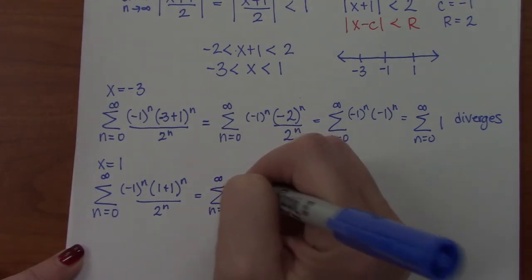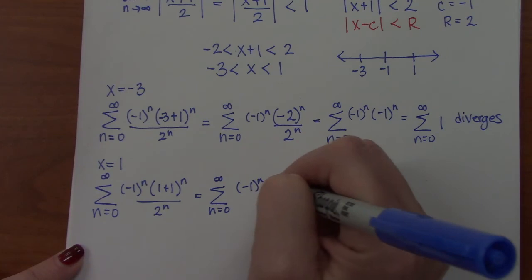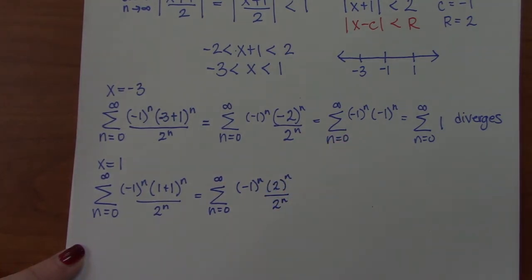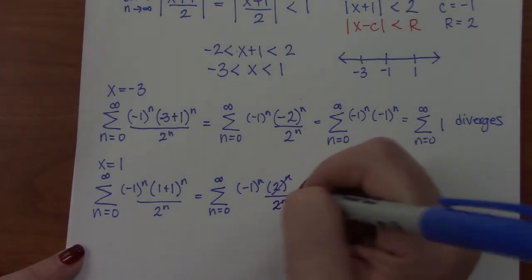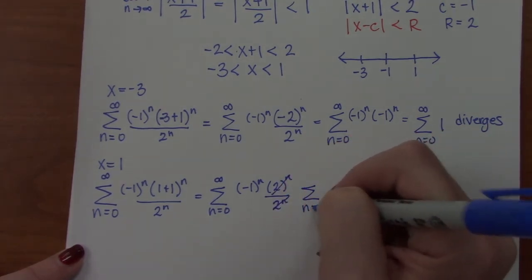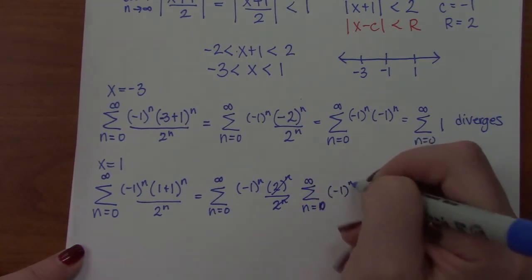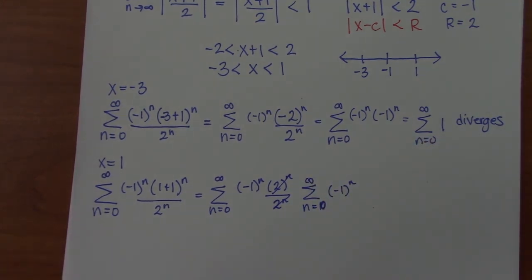Well, I'm going to get -1 to the n times +2 to the n over +2 to the n. Those cancel. And I just end up with the series -1 to the n. So we've actually looked at this one before.